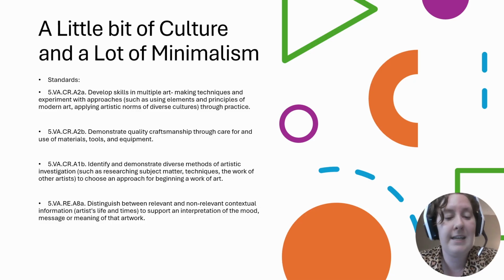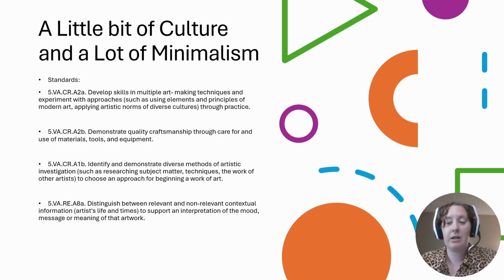The third one is identify and demonstrate diverse methods of artistic investigation to choose an approach for beginning a work of art. This can be such as researching subject matter, techniques, the work of other artists. We will be looking at two artists as a class, Jaime Dominguez and Gabriel Orozco. I'm still getting used to saying his last name, pardon my awkward pause there. The last one is then distinguish between relevant and non-relevant contextual information to support an interpretation of the mood, the message, or the meaning of that artwork. We will be going into some of the artists' biographies and we'll go through what's important there.